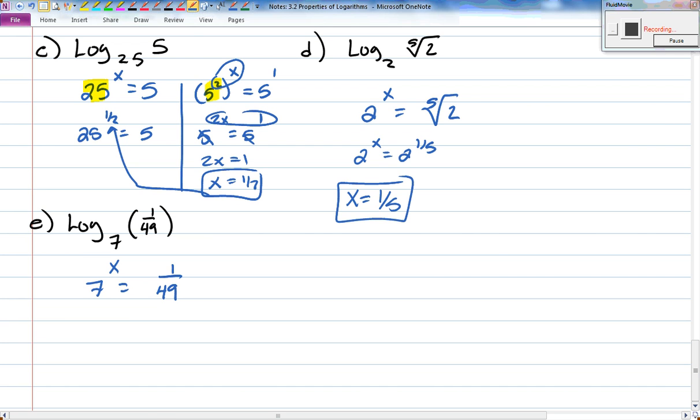So 7 to the something is 1/49th. So for me, this is my thought process, right? I go, that's 1/7 squared, right? Okay. So 7 to the x equals, well, that's just the same thing as 7 to the -2, so there's your answer. X equals -2.